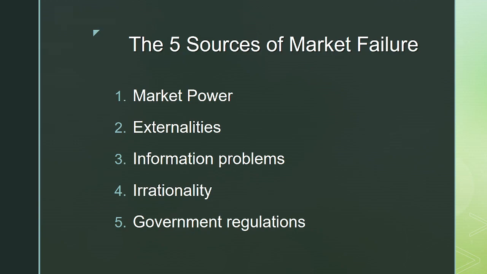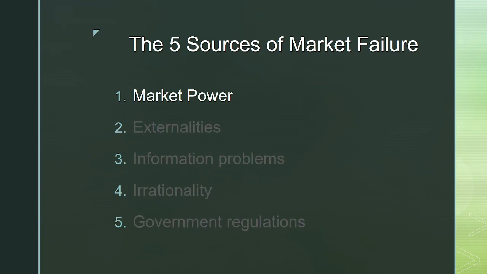There are 5 sources of market failure: market power, externalities, information problems, irrationality, and government regulations. Market power as a source of market failure is like when a particular market is not perfectly competitive. When one actor or firm holds the power to determine the prices of goods or services in a market, it can throw everything off balance.